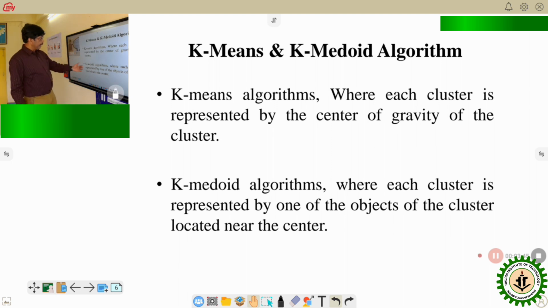Another method is the k-medoid algorithm, where each cluster is represented by one of the objects. Represented means that it is represented by a cluster head, and this cluster head will be one of the objects of the cluster located near the center. So this is called a k-medoid. It may not be exactly the center of gravity, but it is somewhere very close to the center of the cluster.